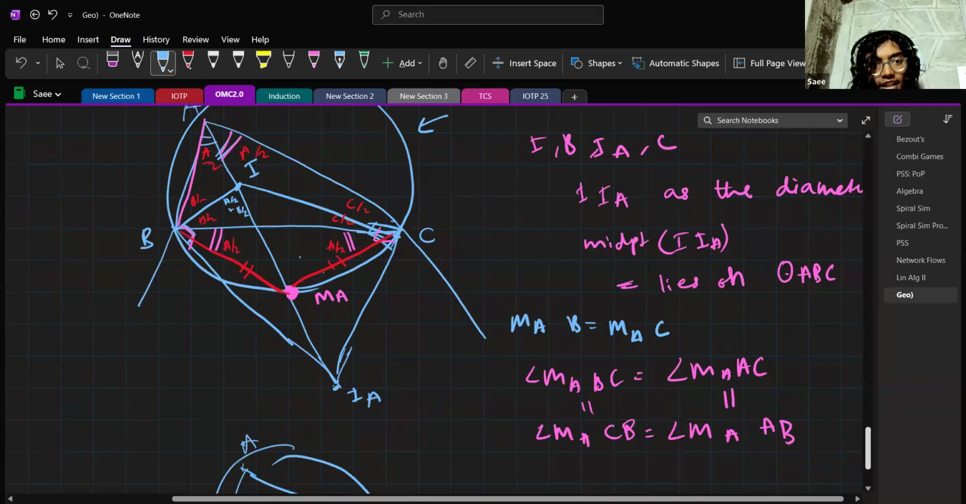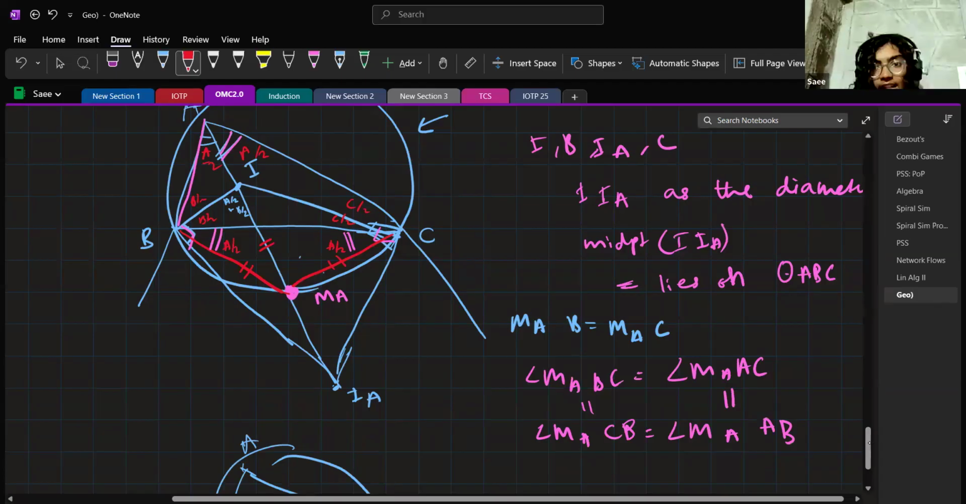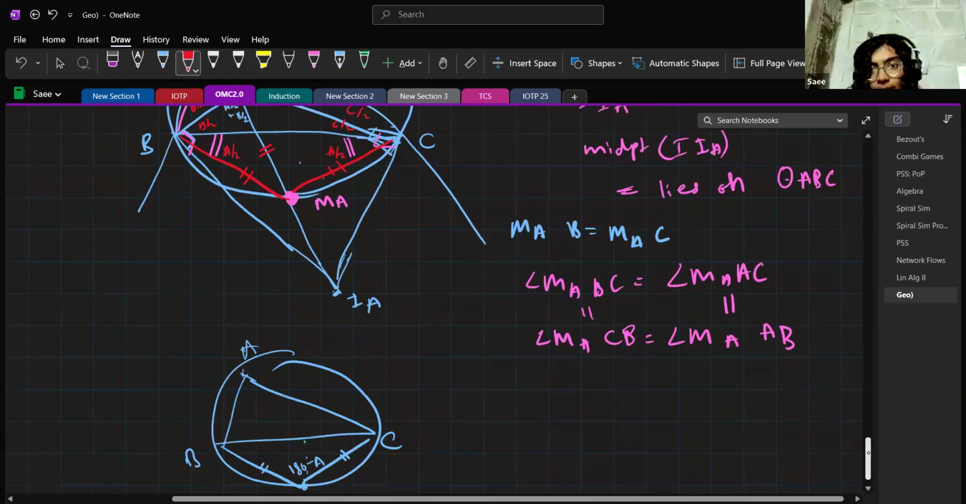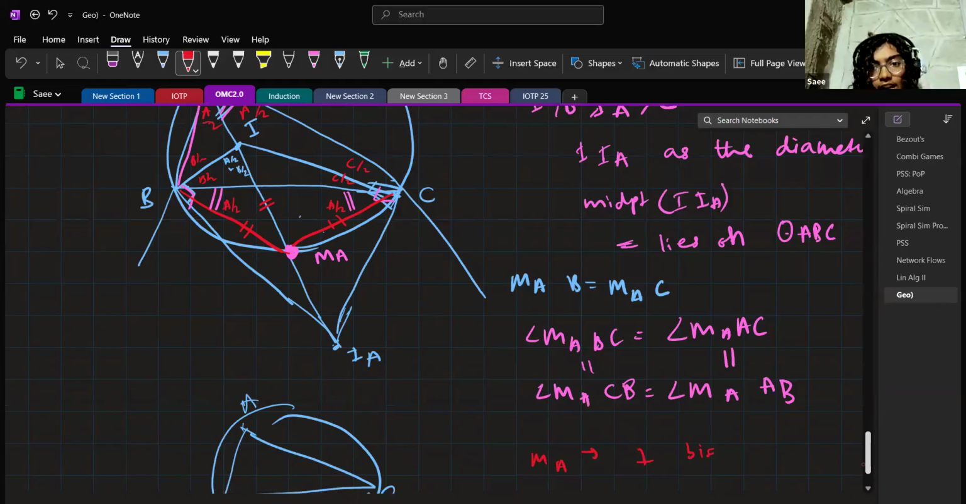I'll also get to that. But yes, by this we get that MAB and MAI are equal since this triangle is isosceles, and then we get that MA is the center of BIC. And a very good point Nishant also made is that we have already concluded MA lies on the perpendicular bisector of BC.